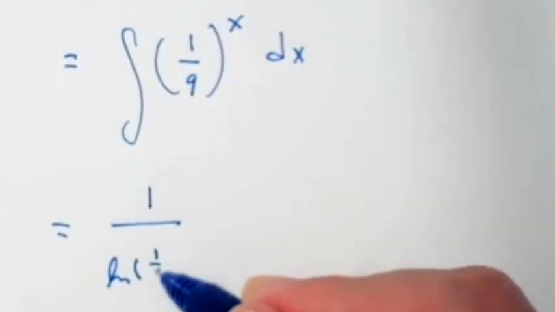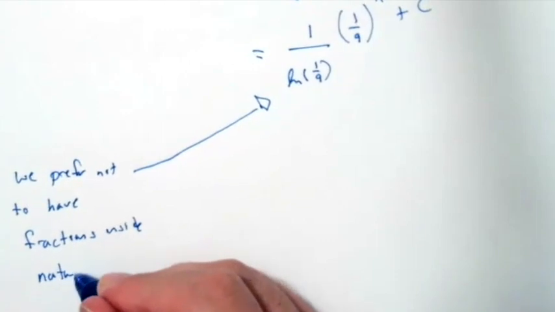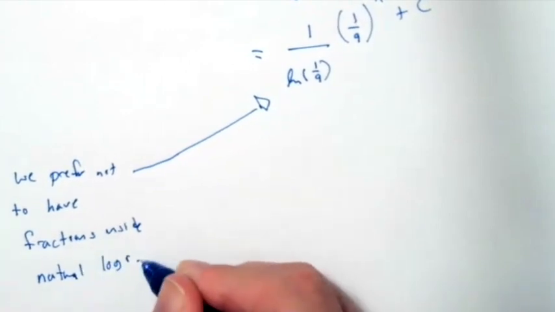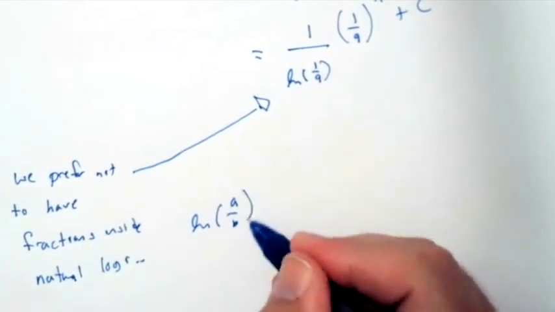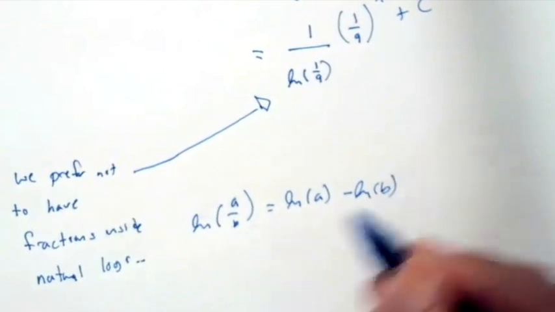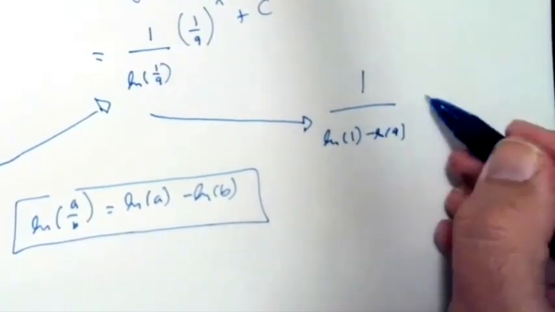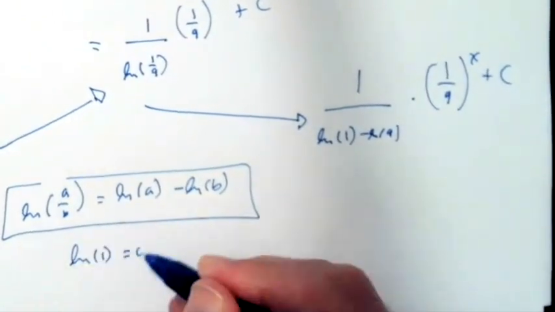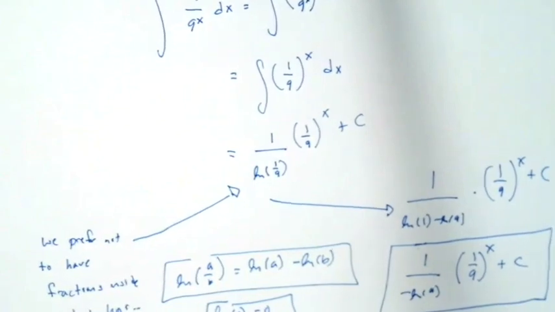Here we can apply the basic exponential rule for indefinite integrals, so this becomes 1 over natural log of 1/9 times 1/9 raised to the x. We don't like taking natural logs of fractions, so we would rewrite this using properties of natural logs as 1 over natural log of 1 minus natural log of 9 times 1/9 raised to the x plus c. It's a property of natural logs that natural log of 1 is 0, so this simplifies to just 1 over negative natural log of 9 times 1/9 to the x plus c.